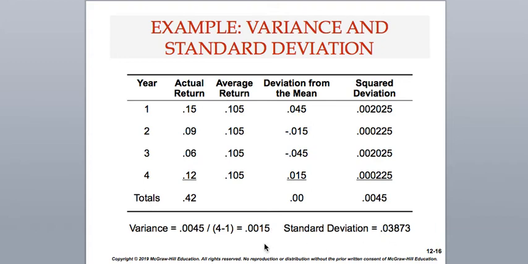So when you find the square root of 0.0015, you get 0.03873. Many times you'll be asked to report the standard deviation as a percentage. So you don't do that with the variance, but many times you'll be asked to do that with the standard deviation. So in other words, your answer would be 3.873%.